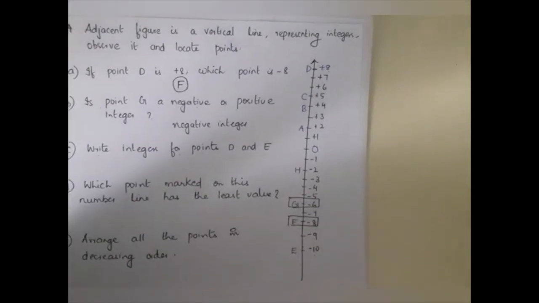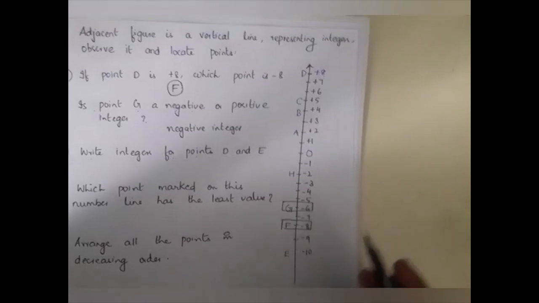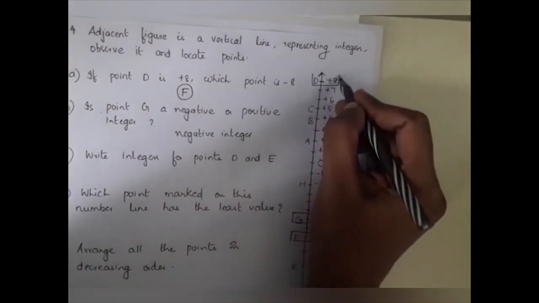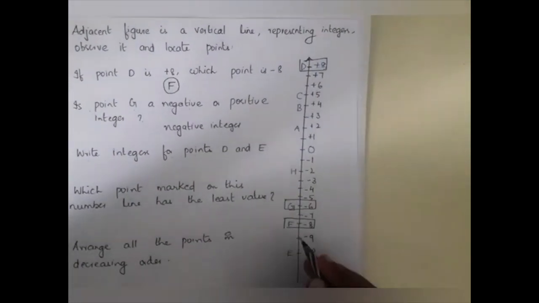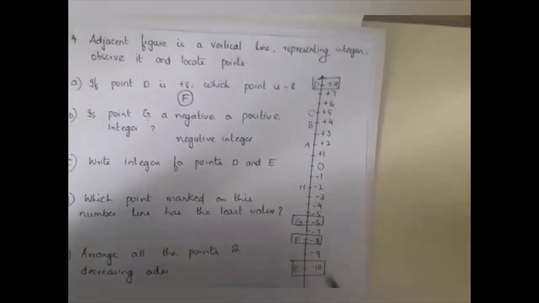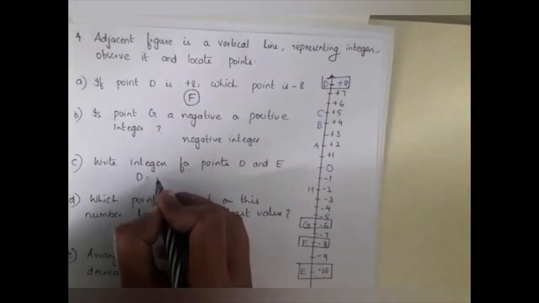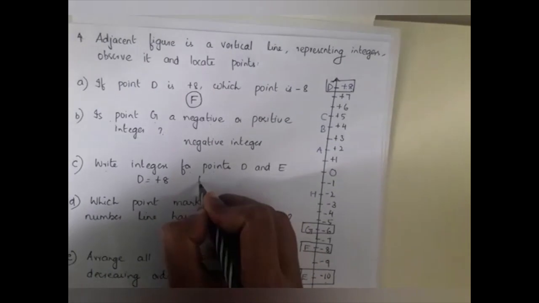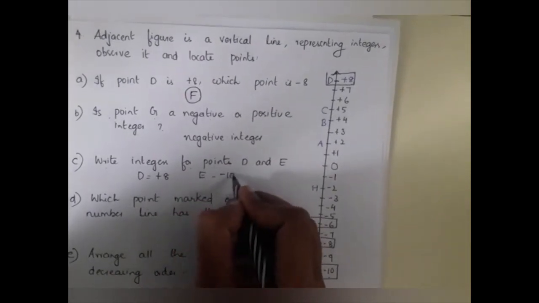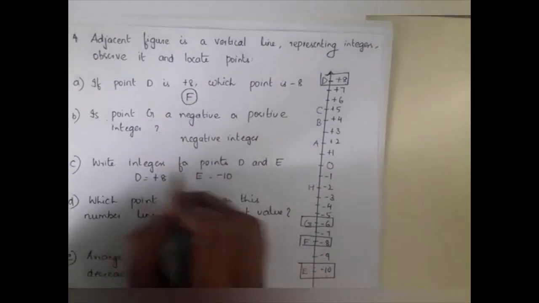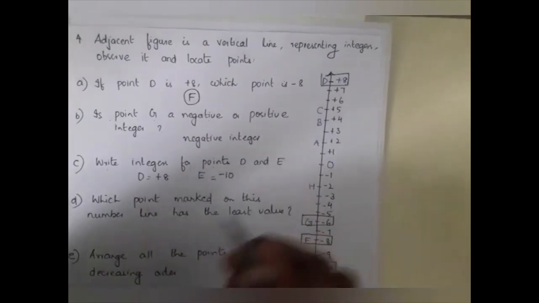Third question, write integers for point D and E. You have to write integers for point D and E. So D is given here, this is D, positive 8, and E is given here, negative 8. So point D is positive 8 and E is negative 10. So that is the integers for point D and E you have marked.